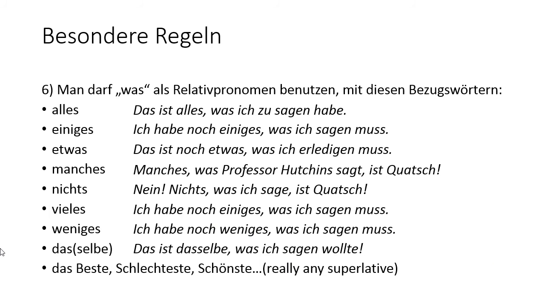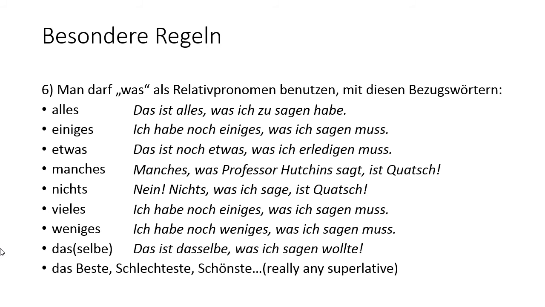Okay, there's some more special rules here. If any of the words like alles, einiges, etwas, manches are your Bezugswort, your antecedent, then the relative pronoun you use isn't like a definite article, because these are not definite things. So we're not going to use a definite article to refer to them. We will use the word was. And the equivalent of this in English would be which. So that is all which I have to say. It sounds awkward in English, but it's the correct usage in German.